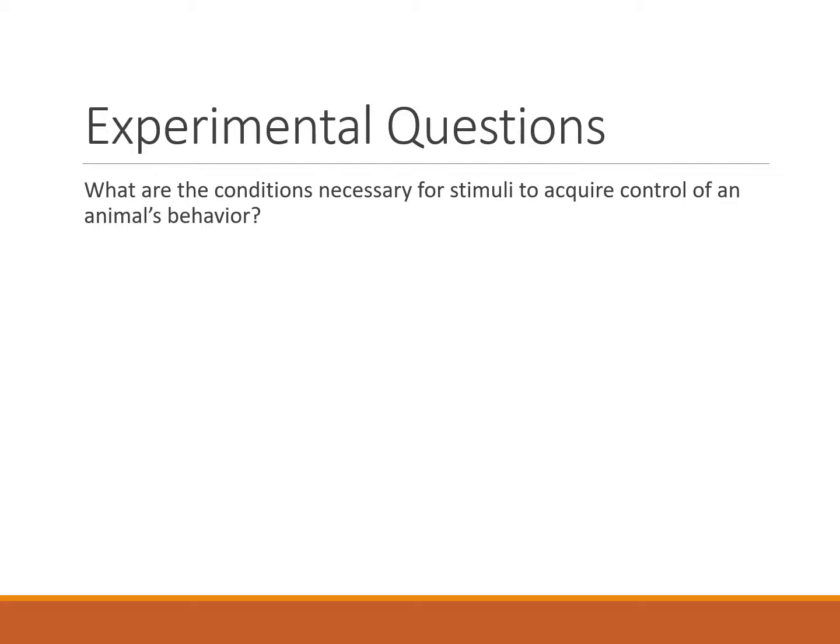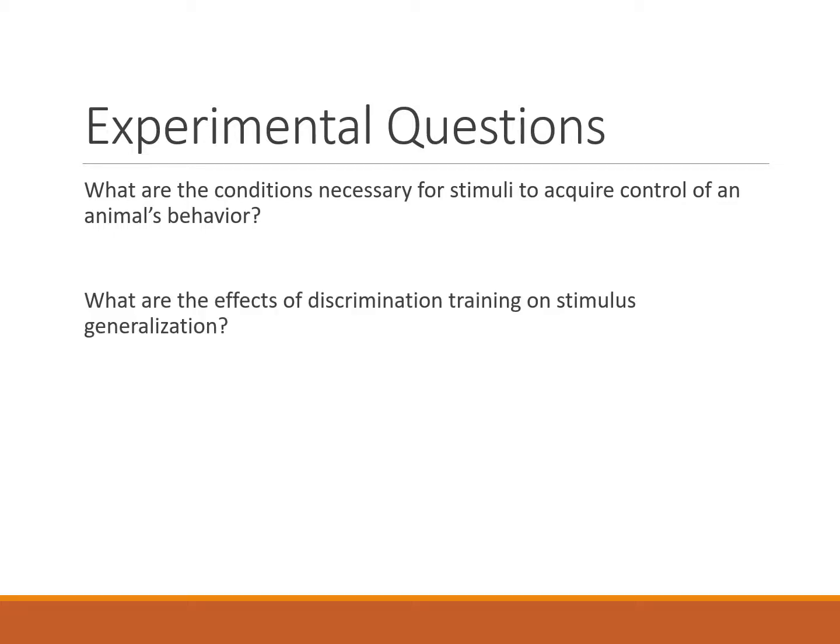Firstly, as considered during last module, what are the conditions necessary for stimuli to acquire control of a learner's behavior? This is a huge question, but in general, we have plenty of evidence now that reinforcement of behavior in the presence of given stimuli is likely to establish stimulus control. In the future, stimuli that have been present during reinforcement are likely to increase the probability of that response occurring again. So then, what are the effects of discrimination training on stimulus generalization?